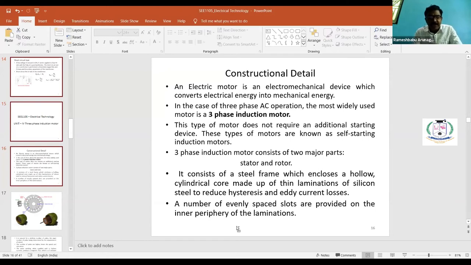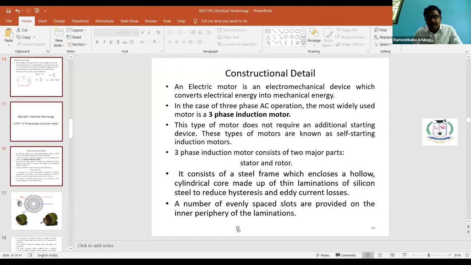See, the induction motors are also called asynchronous motors. Why is it called an asynchronous motor? The motor that runs below the synchronous speed is called an asynchronous motor. About what synchronous speed is, we will discuss in the forthcoming slides. So an asynchronous motor is nothing but an induction motor. We have two types of induction motor, the three phase induction motor and the single phase induction motor.